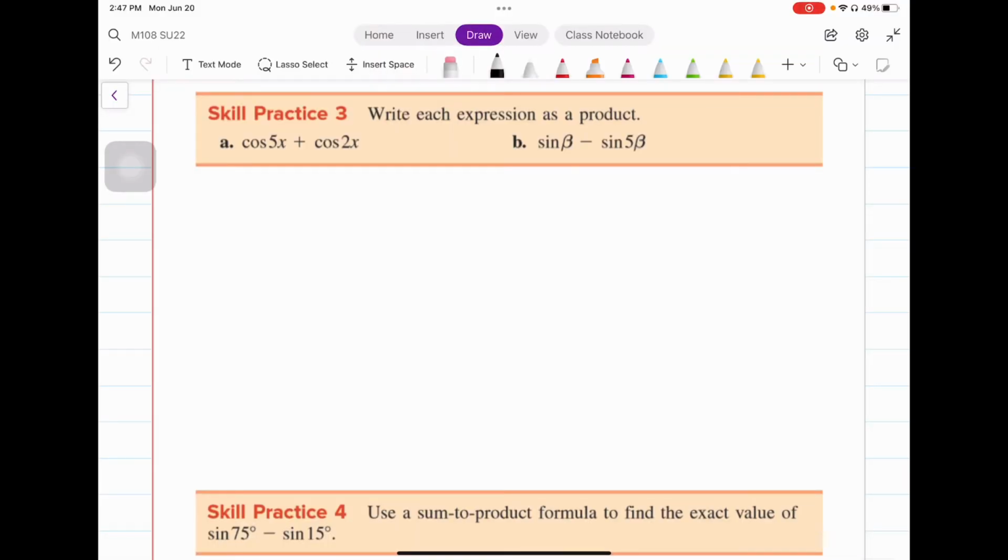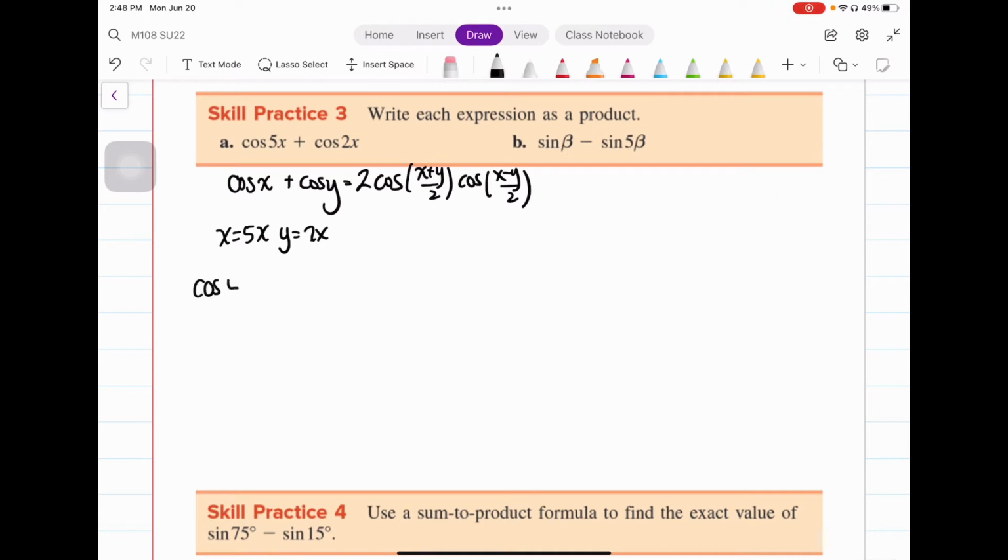Going from sums to products now, we have two cosines summed together, so we're going to use the cosine x plus cosine y formula. Cosine x plus cosine y is equal to 2 cosine x plus y over 2 times cosine x minus y over 2. And in this case, x is 5x and y is 2x.